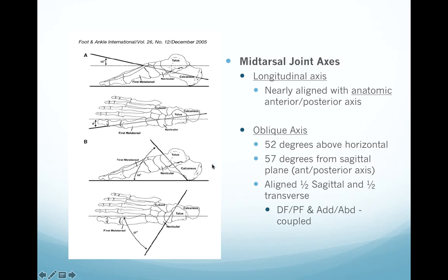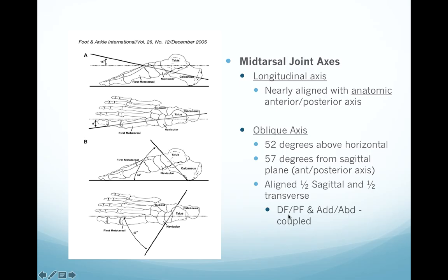There's also an oblique axis, which is seen down here in B. This axis is 52 degrees from the horizontal and 57 degrees in the sagittal plane. So it neither lies in the frontal, the transverse, nor the sagittal plane. It's halfway between the transverse plane and the sagittal plane in terms of motion. This alignment means that motion around this axis will include about half in the sagittal plane, so plantar flexion and dorsiflexion, and about half in the transverse plane, meaning adduction and abduction.